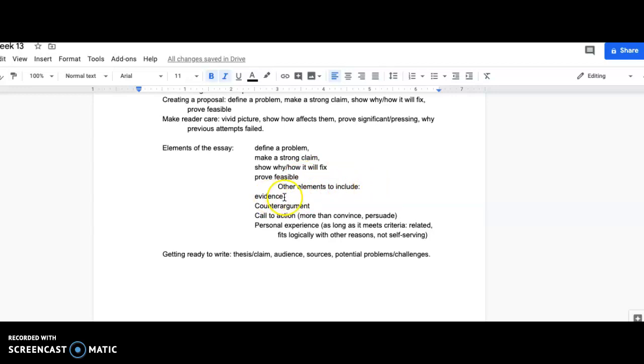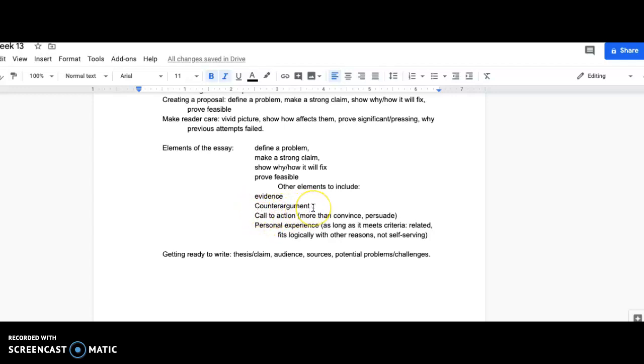Some other elements to include. Evidence, for sure. You want support, right? Any kind of supportive research that can prove that this is actually an issue. Counter argument. You want to think about what people might argue in response to what you're proposing, if they're going to oppose what you're suggesting.